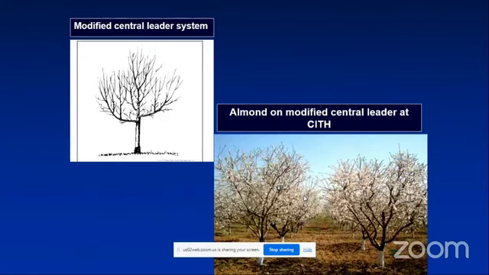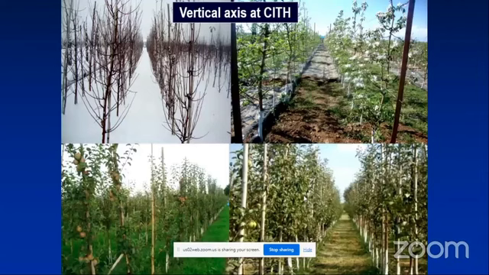This is the almond high density, which we call medium high density in case of almonds. This is a modified central leader system at Central Institute of Temperate Horticulture in case of almonds. Very good results, very good flowering and fruit set and nut formation. Very good yield has been obtained from this system.